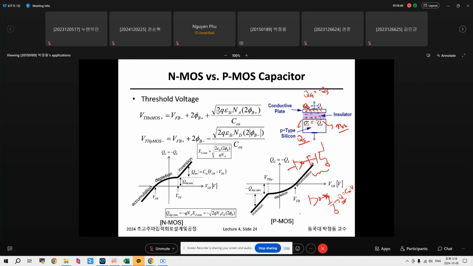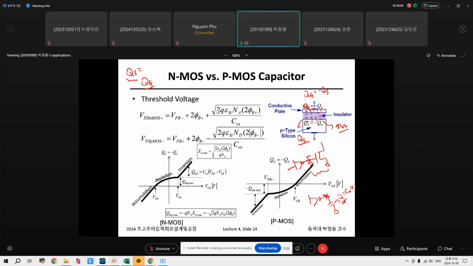So since QS is negative, and we are not interested in QS, but we are interested in QG because this is a stored charge at the input of the gate. Okay, so we can draw the charge in this way.